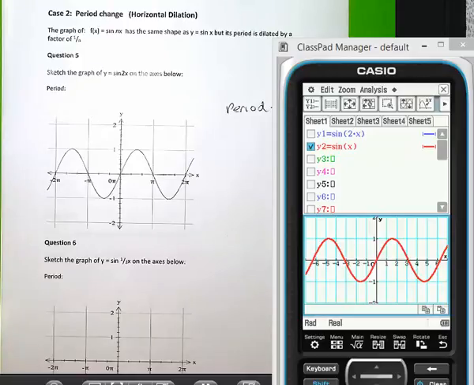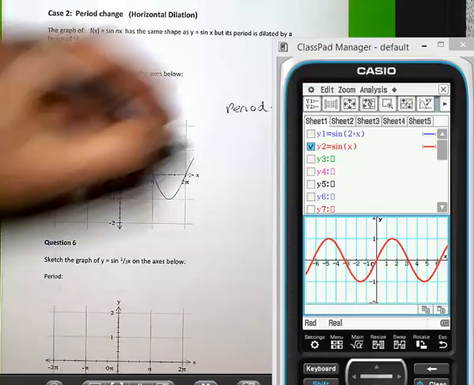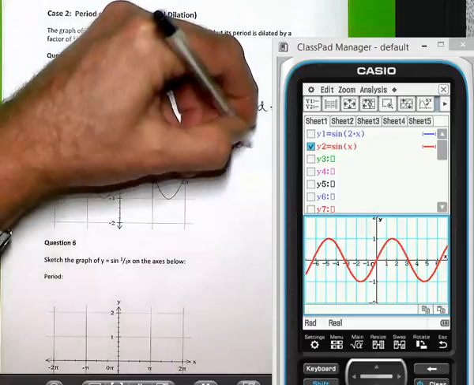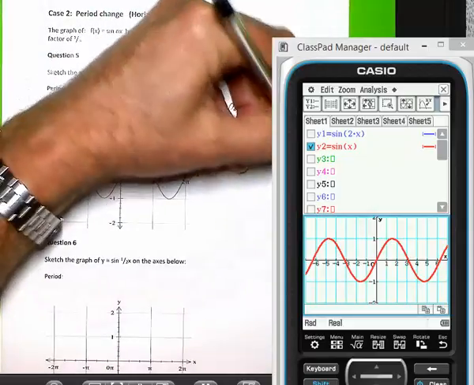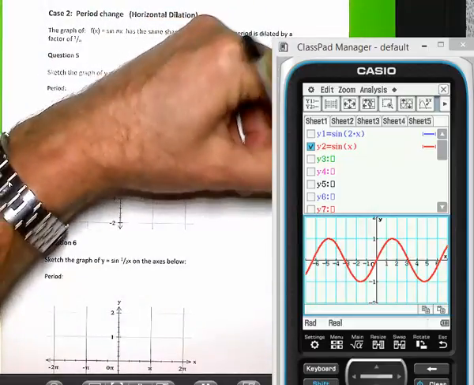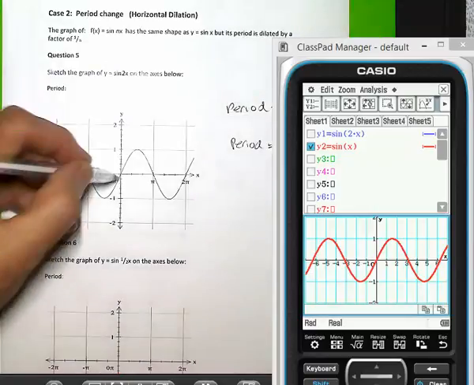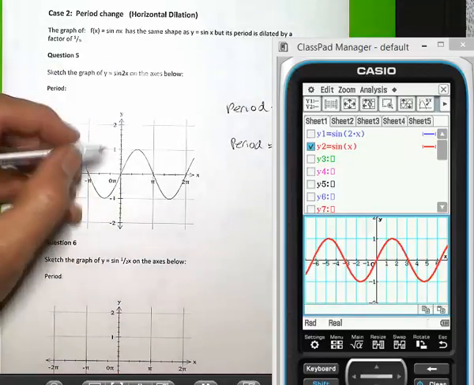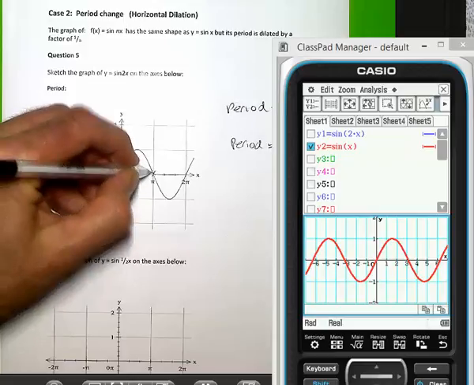In questions 5 and 6, you're asked to have a look to see what happens when you change the period. Now, first up, period is going to be dilated by a factor of 1 over n. So we work out the period in each case. So when we've got y is equal to sine 2x, period then is 2 pi over 2, which is pi, which means that this pattern is going to be repeated every pi. In other words, a complete period every pi.